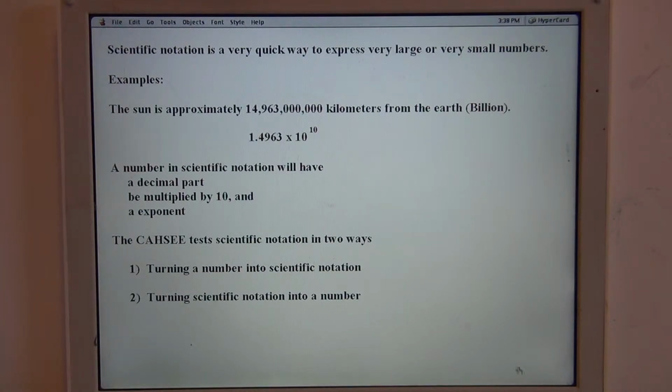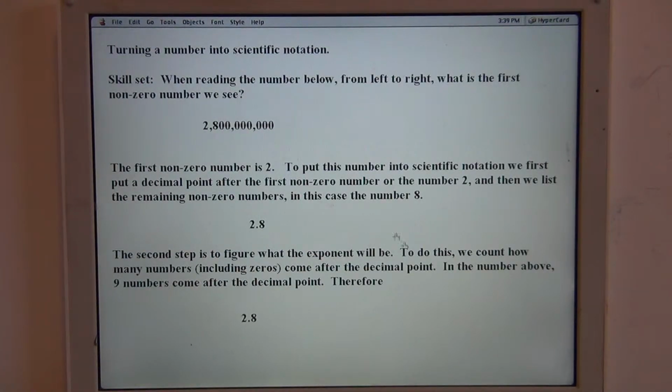On the California High School Exit Exam, you'll be asked to turn a large number like this into a number in scientific notation. Or you'll be asked to take a number that is in scientific notation and turn it back into its original number. So we're going to take a look at those skills. Okay, now this is turning a number into scientific notation.